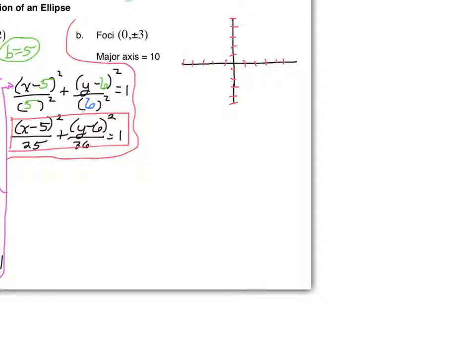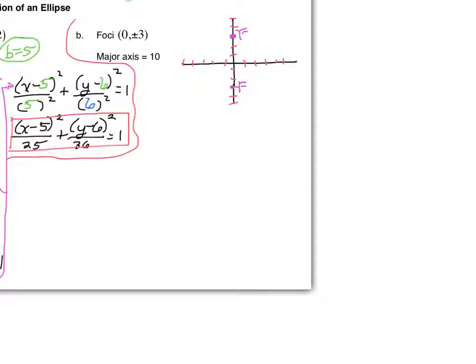So I'm going to go by ones on this one. And I'm going to plot my foci first. They say my foci is 0, 3, and 0, negative 3. So that implies I'm on the y-axis. So here's my foci for one, and here's my foci for the other.